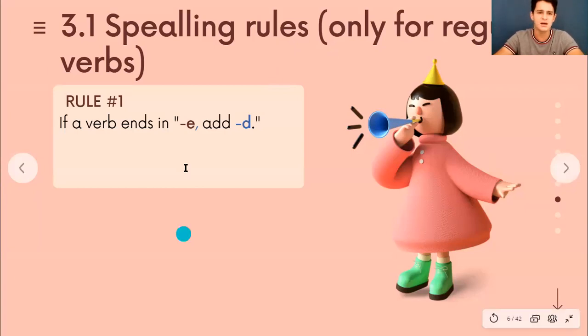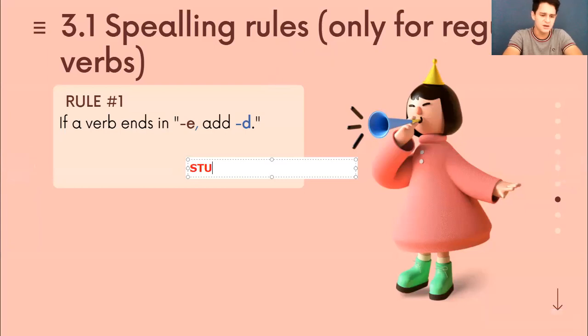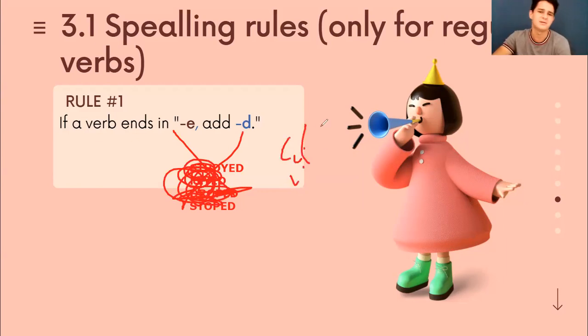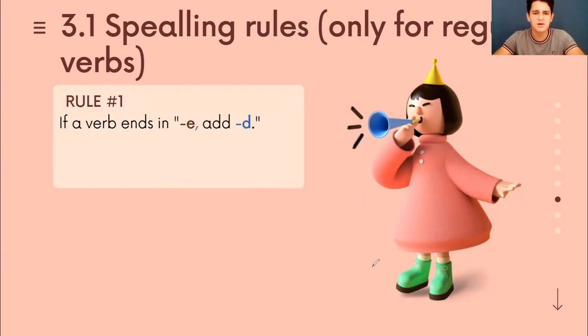¿Listo? Entonces, ¿cuáles son las reglas del letreo? No es solo agarrar el verbo, for example, study, y le agrego ed. Oh, that's incorrect. For example, fly, and then ed. No, that's incorrect. For example, drop, and then ed. No, that's incorrect. For example, stop, and then ed. No, eso todo está mal. Están mal escritas, ¿vale? ¿Por qué? Porque ellos tienen unas reglas, un patrón. Entonces ahí vamos a ver todas las reglas y cómo le agregamos el ed.